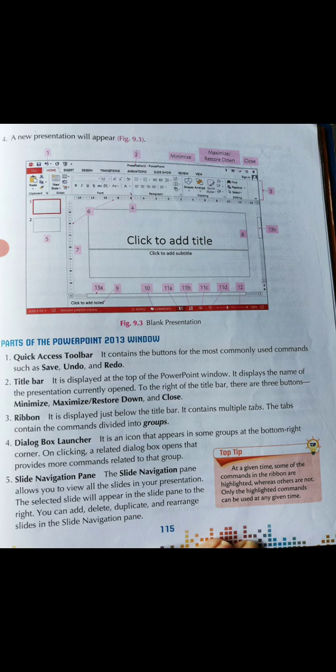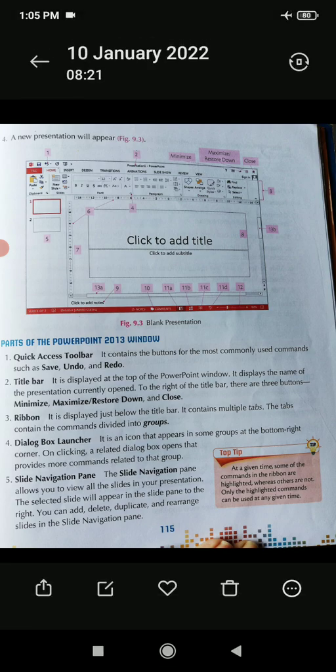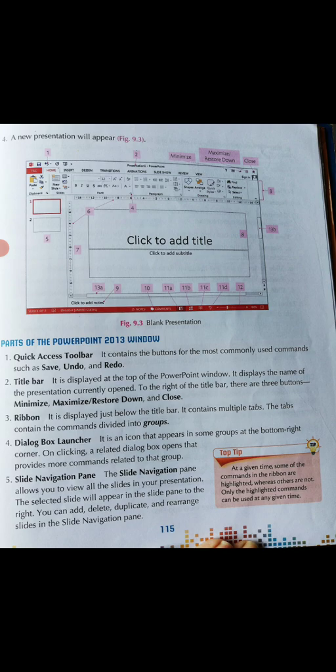It is an icon that appears in some groups at the bottom right corner. On clicking, a related dialog box opens that provides more commands related to that group. So here, for the dialog box launcher, you will find it in certain groups in the bottom right corner. And if you require or want to see any option, you can see it there.